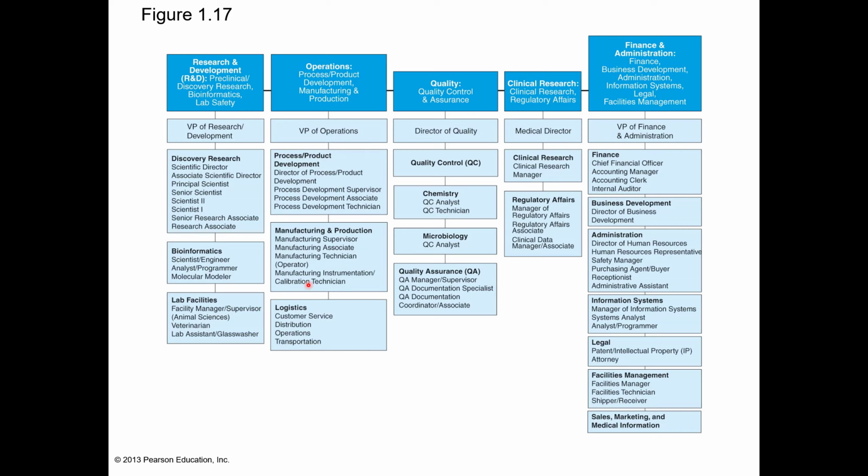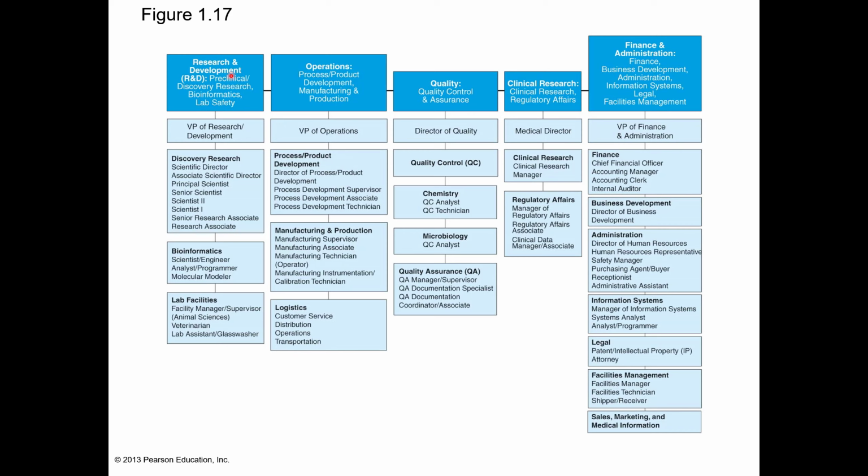So it could be calibration tech, manufacturing instrumentation, manufacturing technician, operator, manufacturing associate, manufacturing supervisor. And that's the manufacturing production side. Process development and product development: director of process and product development, supervisor, associate, and then the technician. Logistics, and that's where we're going to be doing the shipping, customer service, distribution, operations, and transportation.